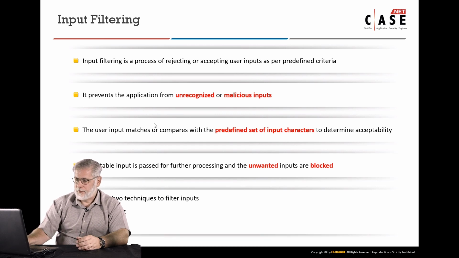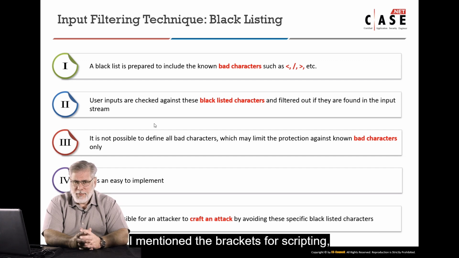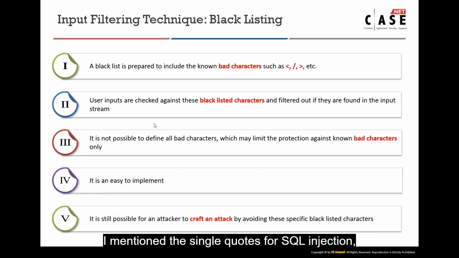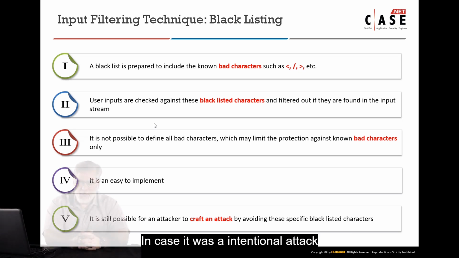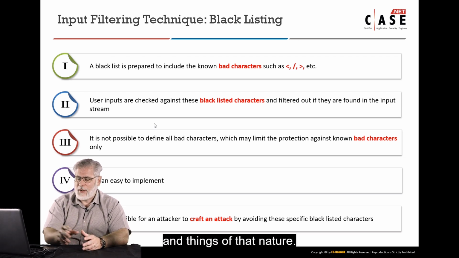So blacklist would have a list of known bad characters. I mentioned the brackets for scripting. I mentioned the single quotes for SQL injection, things of that nature. And you check the input, and if it contains any of these forbidden characters, you stop. You don't process the input. You perhaps send a message to the user indicating invalid input, and you log the event. In case it was an intentional attack, you want to know what IP address it came from and things of that nature.